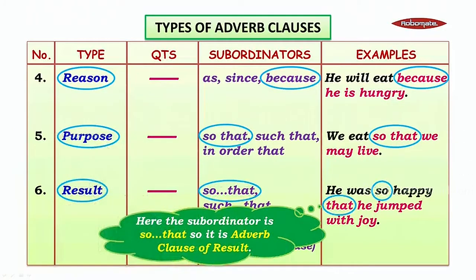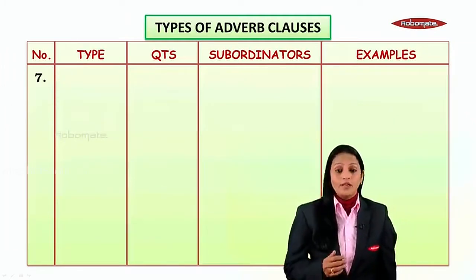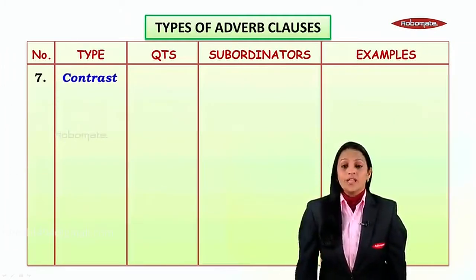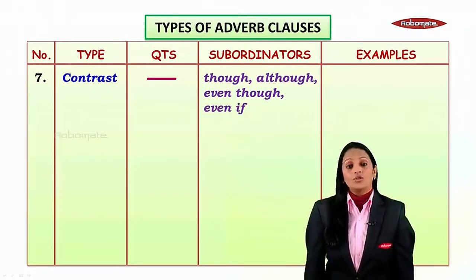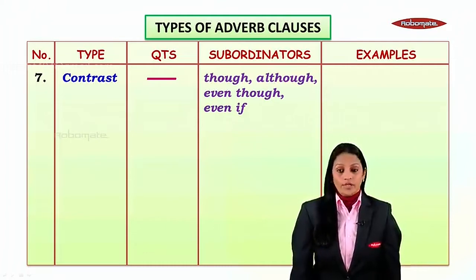So here, when we see that the subordinator is "so that," we know that the answer is adverb clause of result. Okay, let's take a look at the remaining three types. We start with contrast. The subordinators for contrast are though, although, even if.